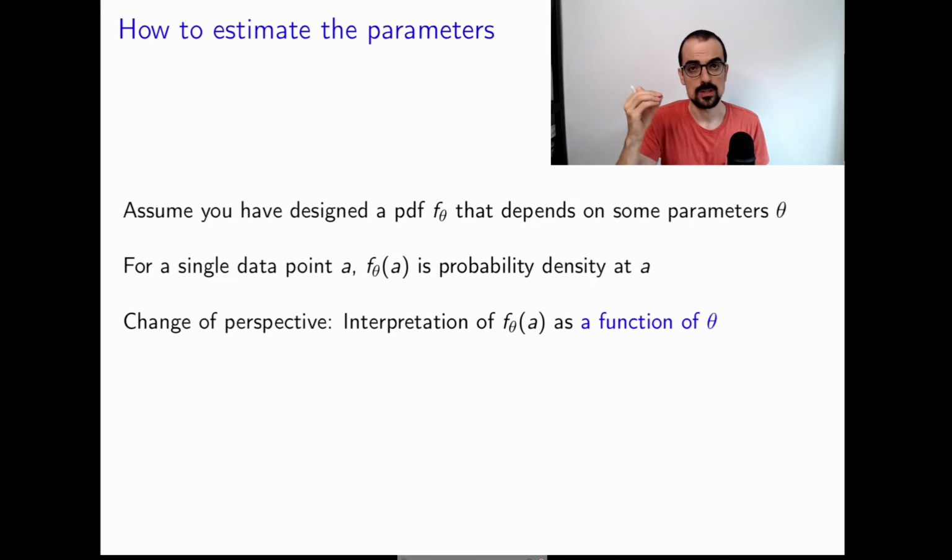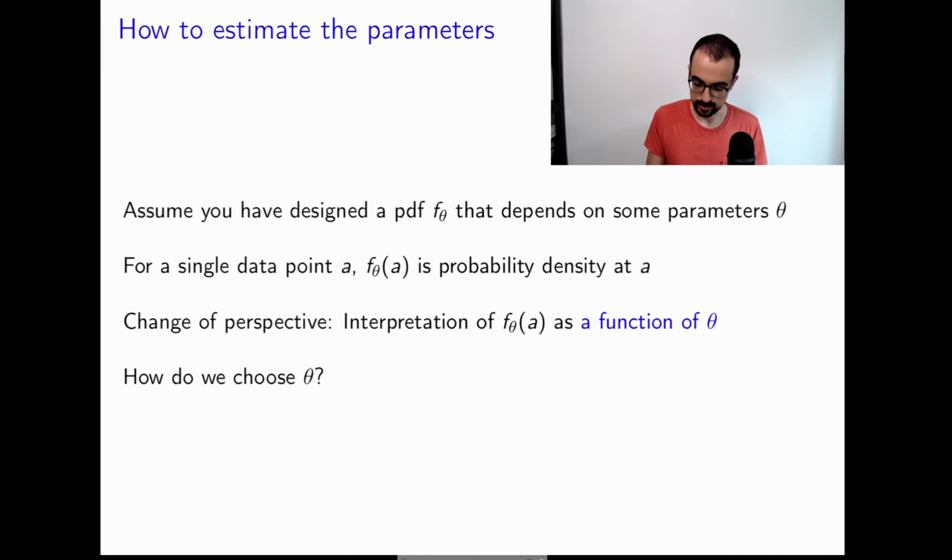But here we're going to do a change of perspective like the one we did when we were explaining maximum likelihood for discrete models. Instead of interpreting this as a function of A, which tells us the density at A, we're going to fix the data. We're going to say, okay, this argument is going to be fixed because we observe what we observe. And now we're going to vary theta. So we're going to interpret this object, which is the density under the parametric model at A, as a function of the parameters. So now how do we choose the parameters?